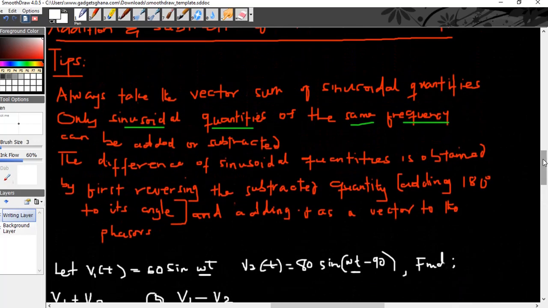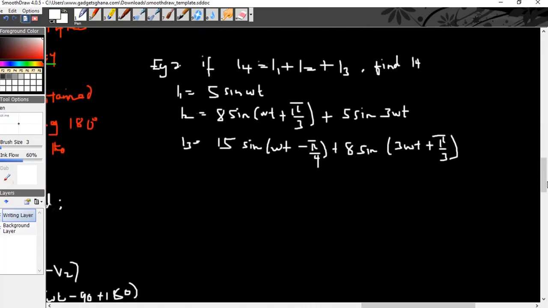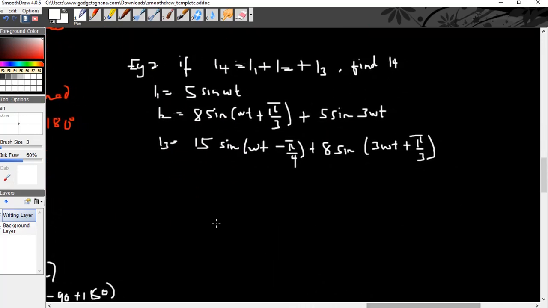Let's take the second example, or the second question. We've been given I4 to be equal to I1 plus I2 plus I3, and we are told to find I4. We've been given I1 to be this, I2 to be this expression, this sinusoidal quantity, and I3 to be also equal to this sinusoidal quantity. I hope you could see, right, because this is well written.